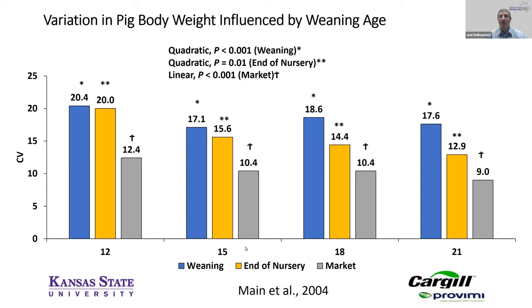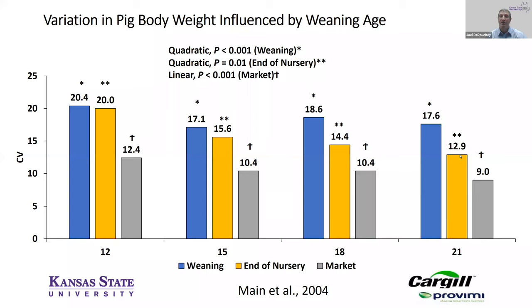If we look then at the end of nursery, reflective in the orange bar, again, this was a quadratic effect with the highest level of variation at the end of nursery for those that were weaned at day 12, and then had a decrease of diminishing returns. It was a quadratic effect, but the lowest numerical was for those oldest weaned pigs at the end of nursery.